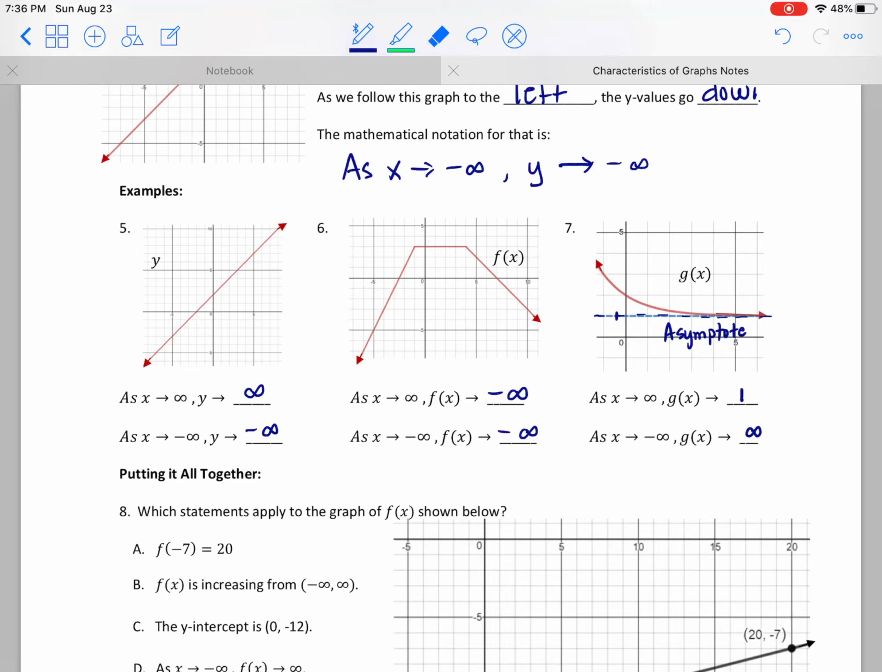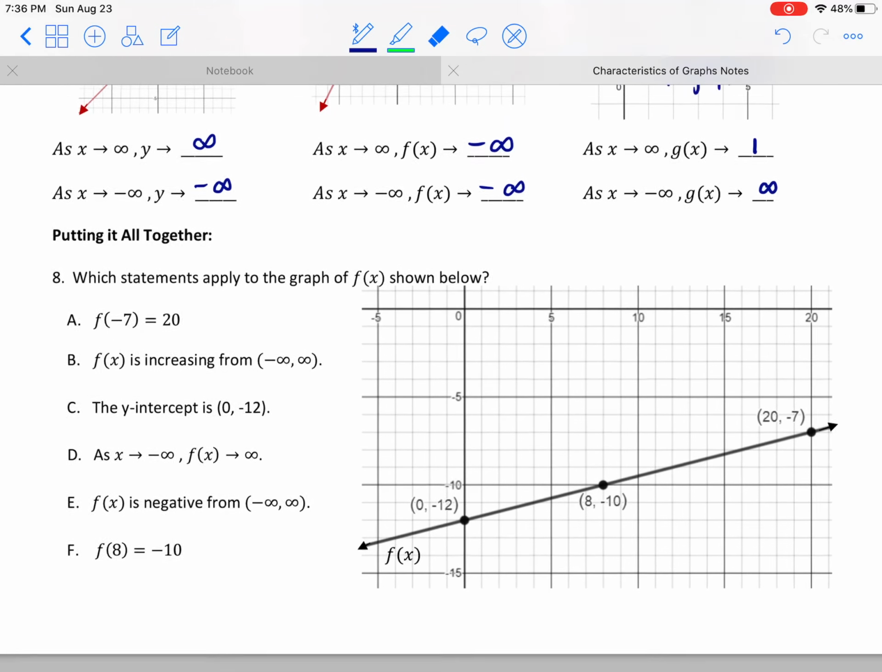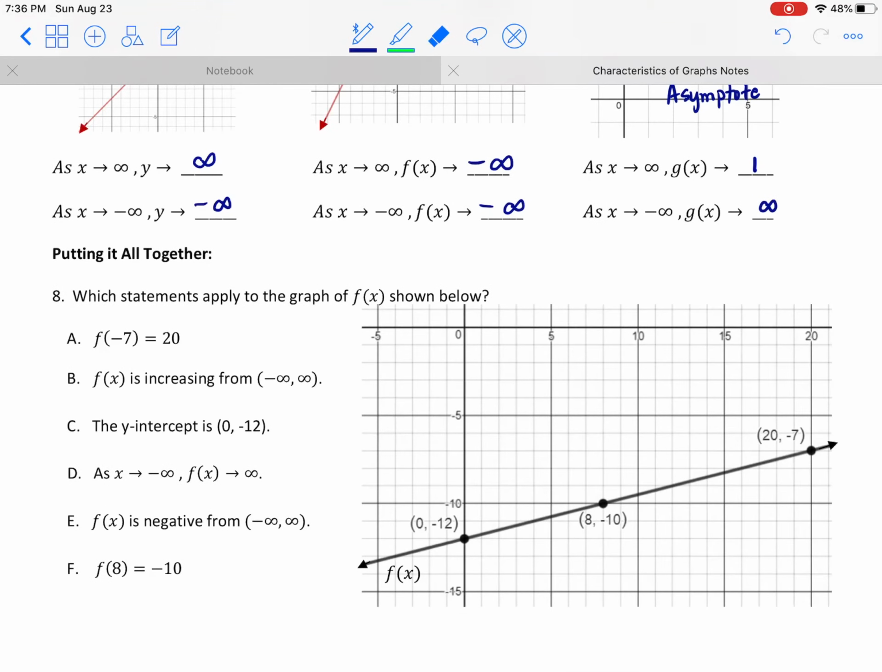Alright, so let's get one last question here, where we put together several of the concepts that we've talked about. We have this graph of f of x that's shown, and we have to determine which of the statements apply. So which of the following are going to be true? You could see some questions like this appear in your practice or on a quiz. The first one says f of negative 7 equals 20. That means we should have a point on our graph at negative 7, 20. So an x value of negative 7 producing a y value of 20. Do we have that? No, we have the reverse, which is not the same thing, so we're not going to choose this one. That's not true.